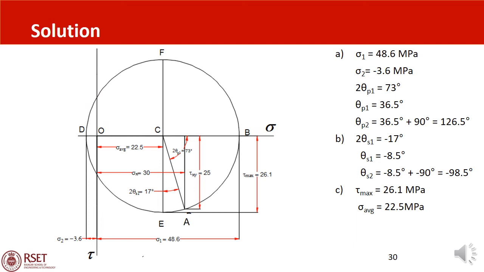First of all, we will establish a coordinate system with the normal stress sigma along the horizontal axis and the shear stress tau along the vertical axis, such that sigma positive is taken towards the right and tau positive is taken downward. So we fix the origin O, and the next step is to fix the center C of the Mohr's circle.